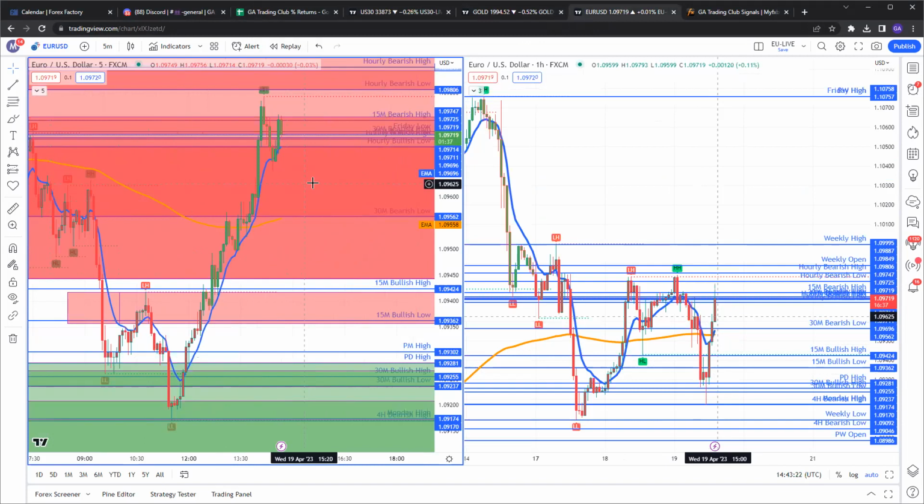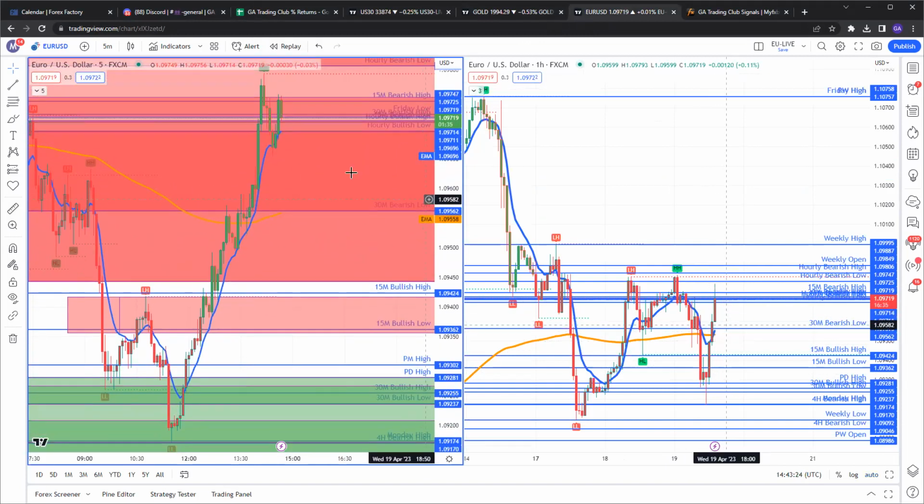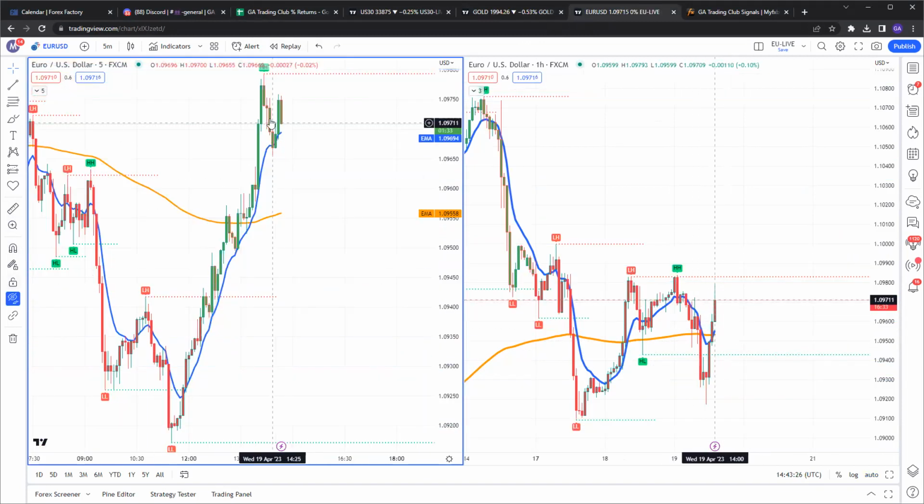I'll set up an alert so that I get alerted when EU closes below the 9 EMA, and then I'll just wait for the next candle to retest.